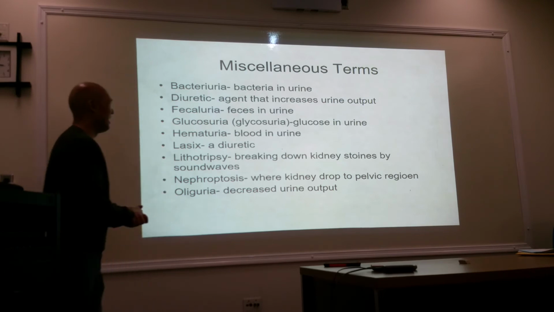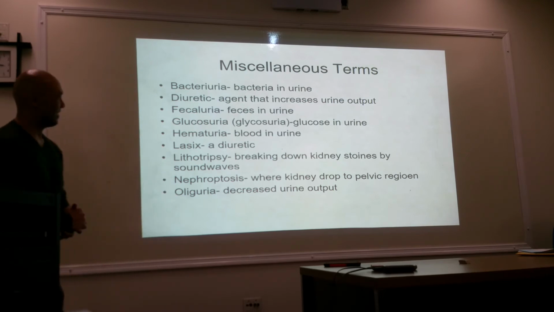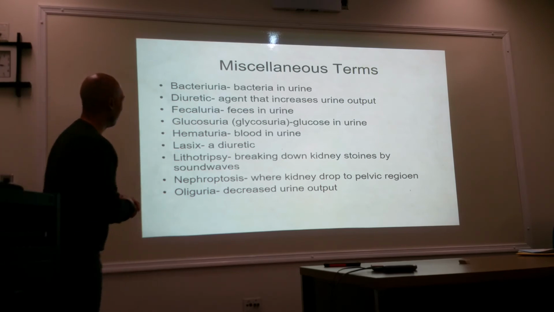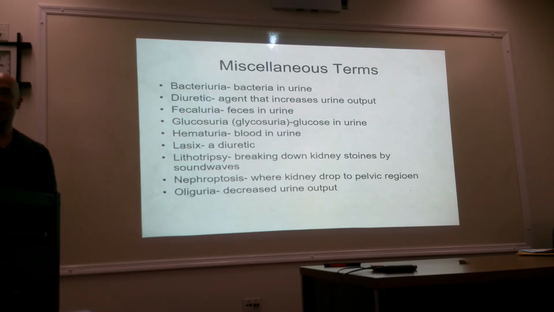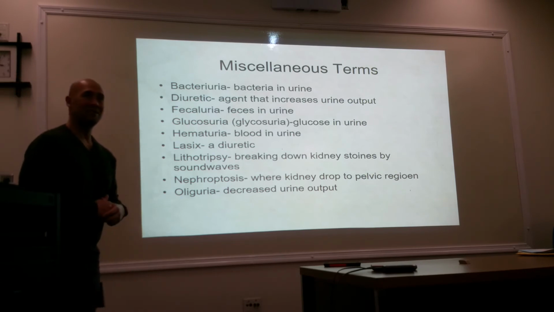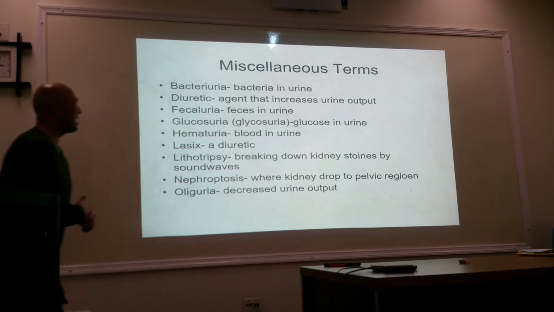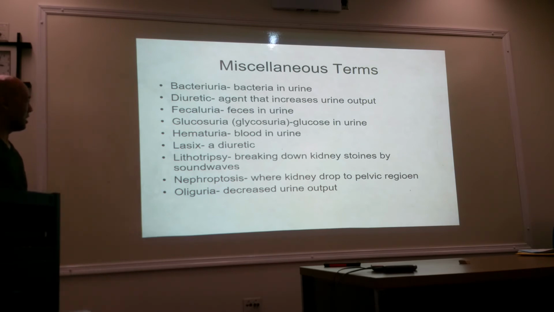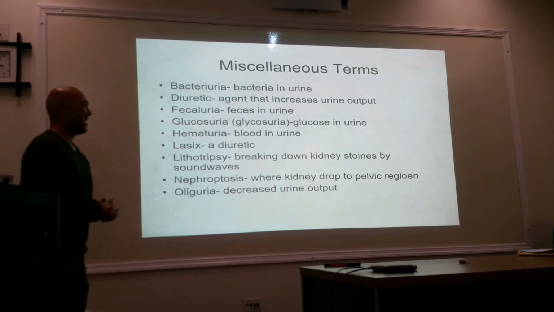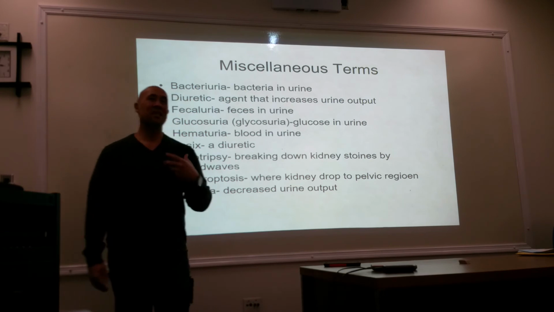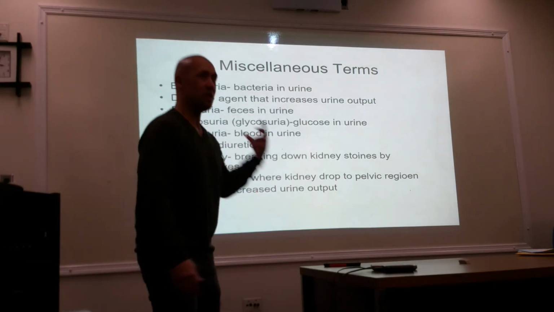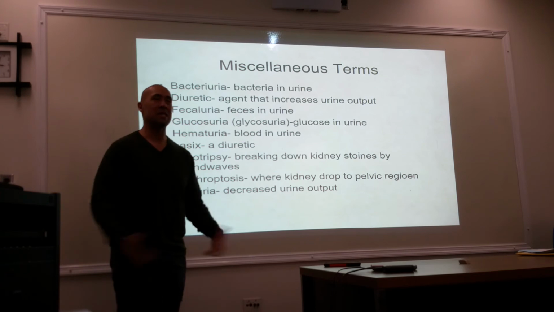Bacteriuria, bacteria in the urine. Latin is just crazy. Why can't you say bacteria in the urine? Diuretic, an agent that increases urine output. Fecal urea. Glucosuria. Hematuria. Lasix, a diuretic. Lasix is a type of medication that's given to the individual to produce more urine.